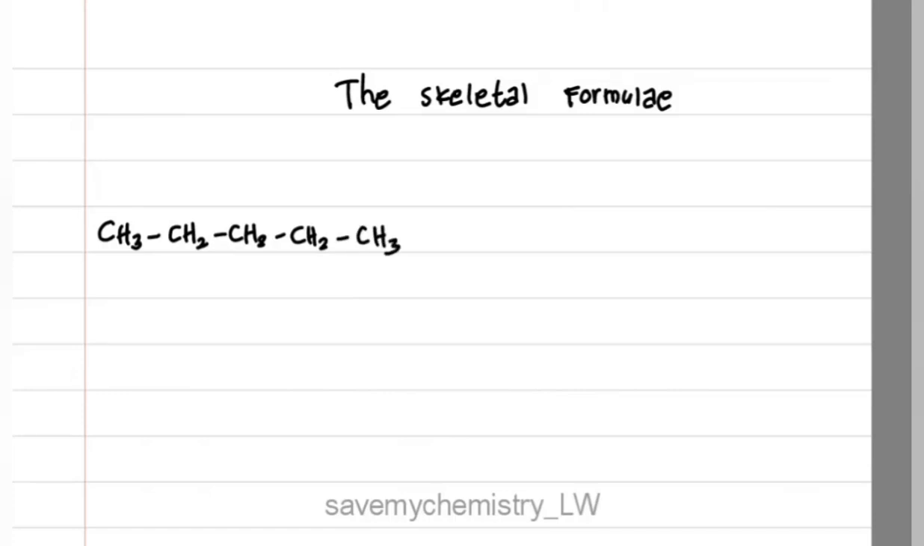For example, pentane: 1, 2, 3, 4, 5. It means we have 5 carbon atoms and 4 bonds between them. The line represents a bond between 2 atoms, except where something else needs to be shown.